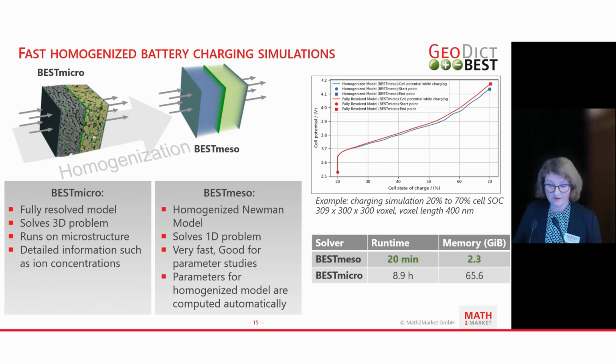And the parameters for the homogenized model are computed automatically in GeoDict. So use the BatteryDict micro sophisticated models if you need them. But if you want to do a parameter study, just take the BatteryDict meso. When you look at the plot on the right, you can see that the results are almost the same. But if you look at the table on the bottom, you see that the runtimes definitely are not.